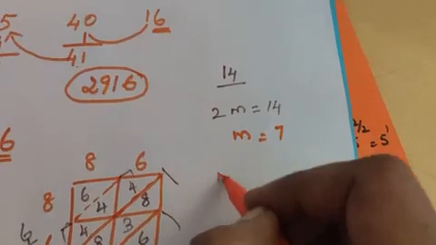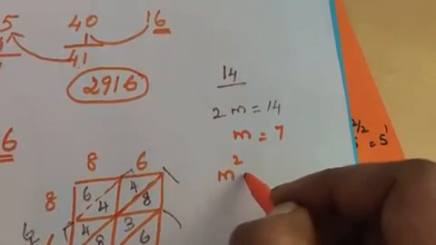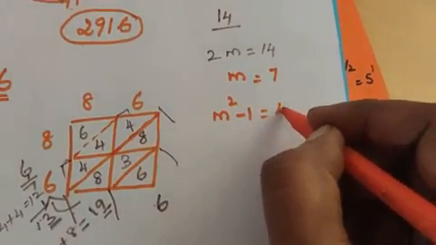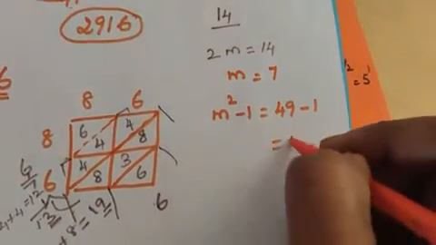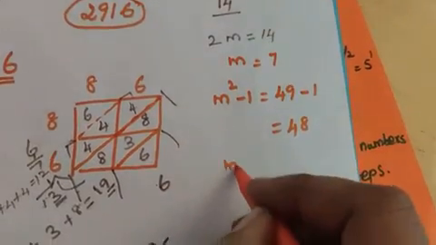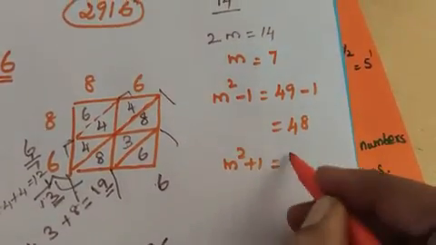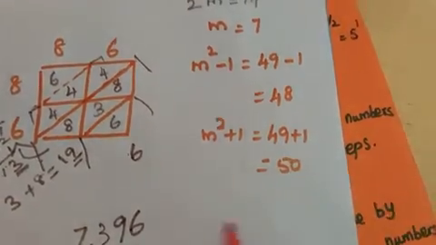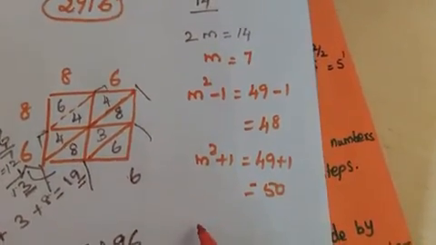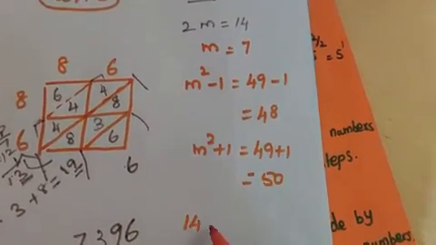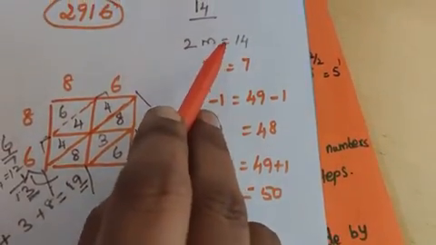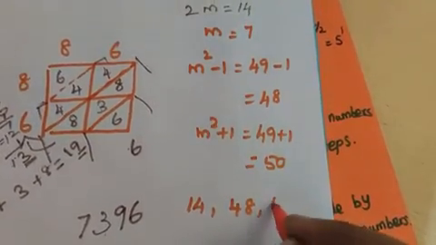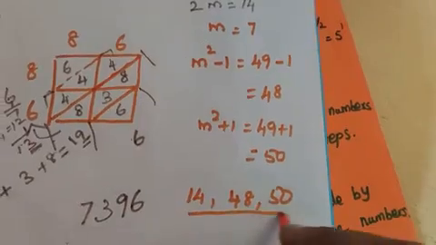Now the other two members you have to find out. That is m squared minus 1: m squared means 7 squared, which is 49, minus 1 equals 48. And the next one is m squared plus 1, that is 49 plus 1, which is 50. Right children? Now we got all three numbers. The first one given you take as 2m, so 14, 48 and 50 is the triplet.